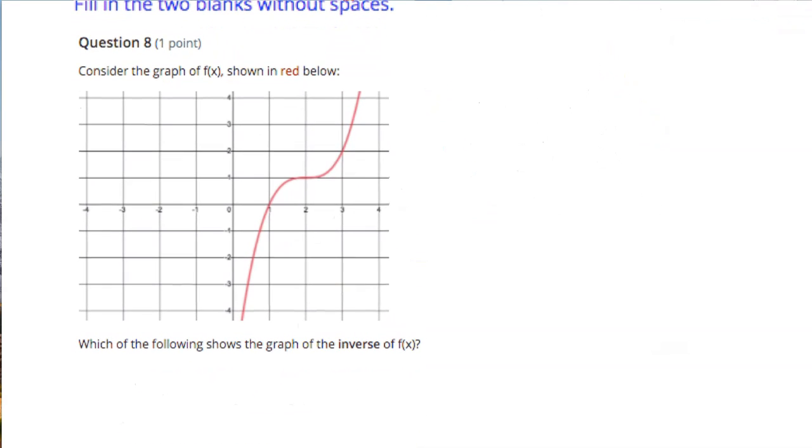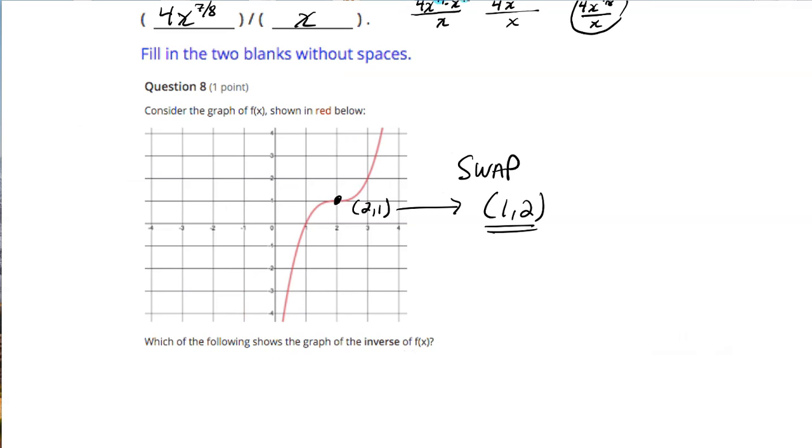Question number 8. Consider the graph of f of x, which is in red. Would be good to note this point, which is 2, 1. Which of the following graphs shows the inverse of f? Well, if it's an inverse, we just need to swap this point. So the graph should have, the answer should have the point 1, 2 on it. So let's look at our options and see if we can just base it off of that answer. Which graph has 1, 2?